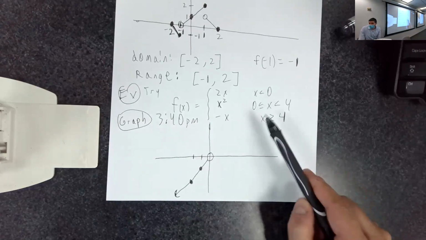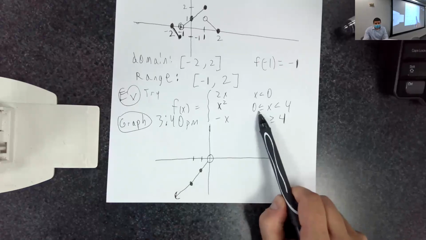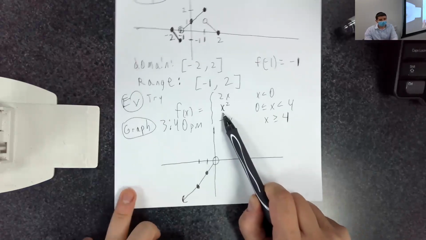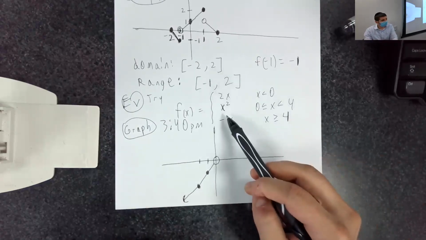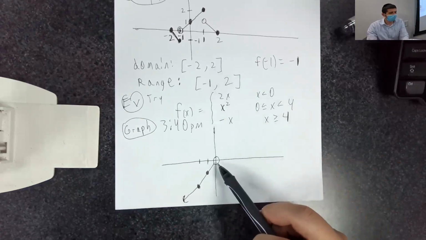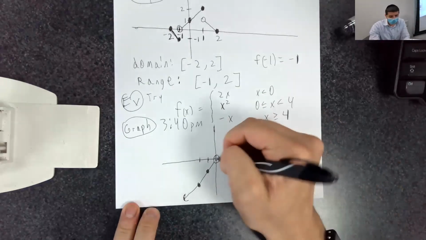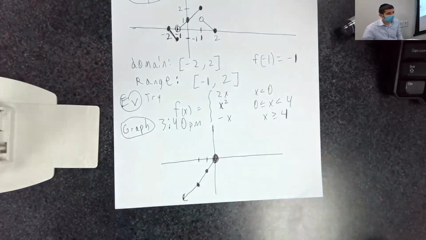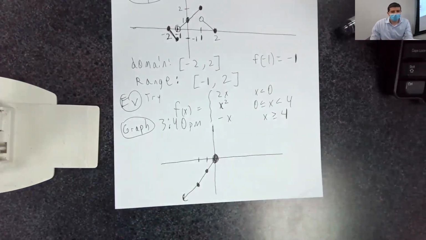Okay, how about this function? Now we do 0. What's 0 squared? 0. Closed circle or open? Closed, but I already put an open, so what do we do? Fill it in. We fill it in, right? That's how we glue. We glue them.